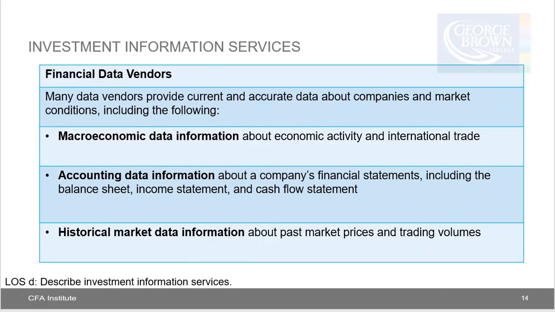So this slide is moving on to financial data vendors. To invest and trade successfully, most investors need current and accurate data about companies and market conditions. Many data vendors provide such data, including the following. Number one is macroeconomic data, information about economic activity and international trade. Number two is accounting data, information about a company's financial statements, including the balance sheet, income statement, and cash flow statement.